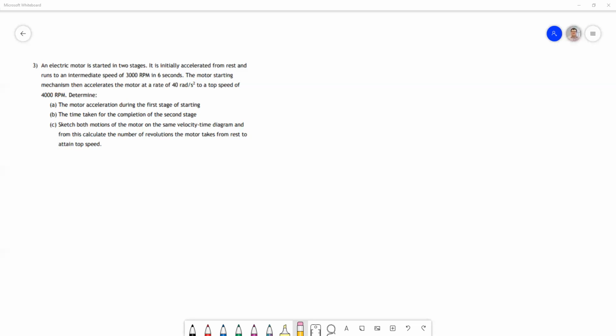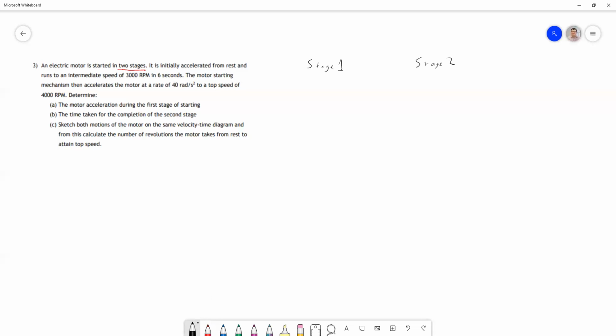We'll look for all the information in the question, break it down accurately, and solve it step by step, making sure we don't skip out any important details. The first thing to notice is the question tells us the motor started in 2 stages. This should be a clue that we're going to have 2 separate sets of calculations: the motion in the first stage and then the motion in the second stage. So it can be helpful to write down these headings, stage 1 and stage 2, to separate out the information we're given in the question.